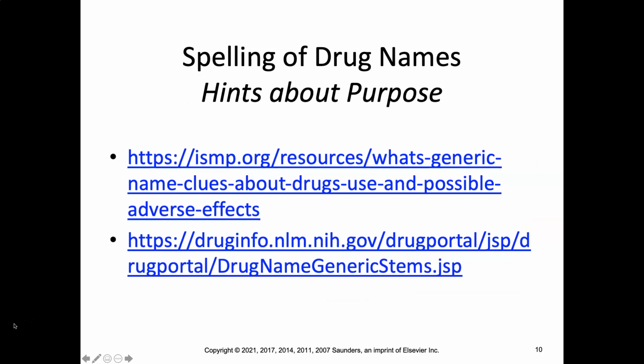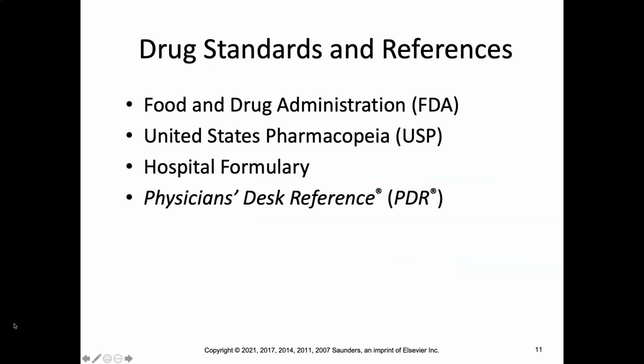Spelling of drug names: you can look at a drug name and it will give you hints about the drug's purpose. These are two links that you can click on, or you can copy them and put them in your browser, to see how it keys you into what the drug is if the ending is -cillin or -olol. Now, it's not perfect because, like the English language, the rules change and there are exceptions, but there are some that will clue you in. I encourage you to take a look at both of these.